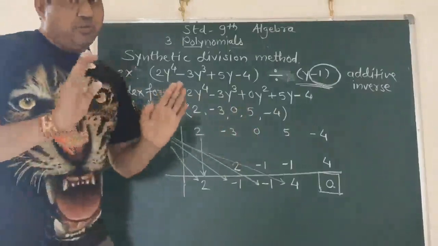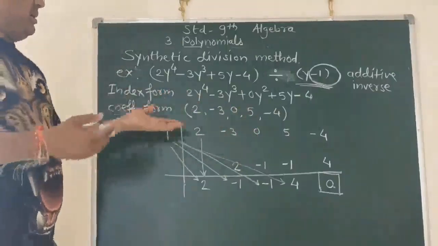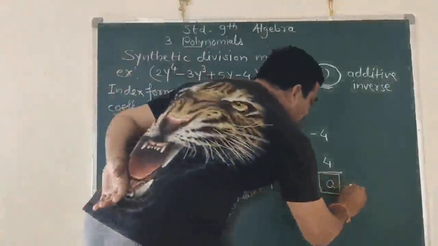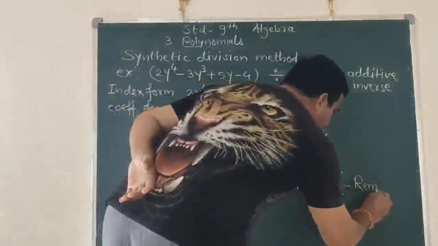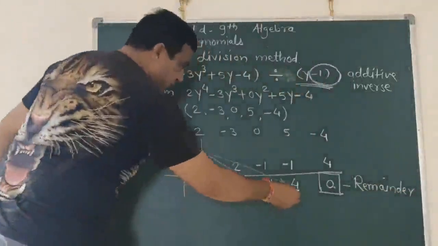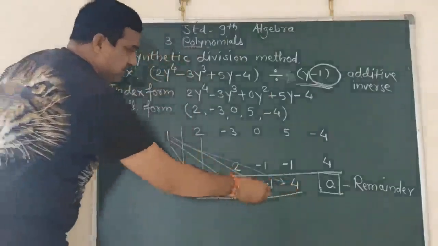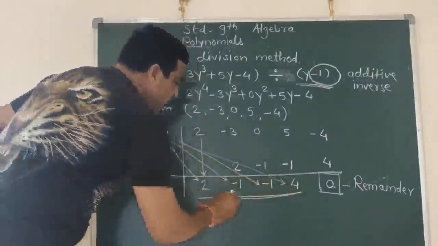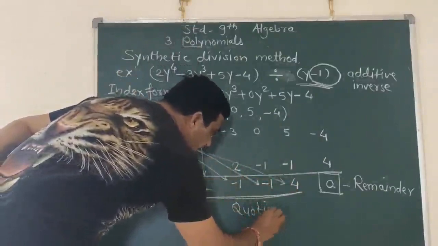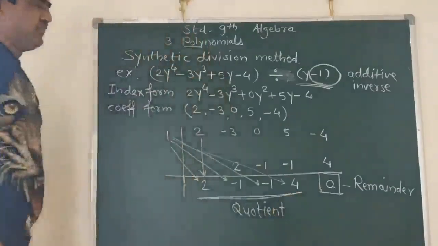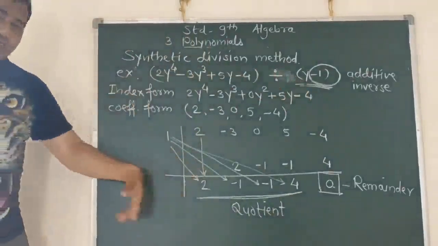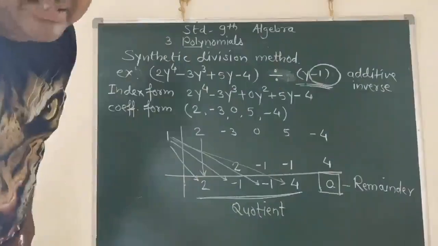In this way, we have performed the product. Now, whatever we get in this box, that is your remainder. And this one is your quotient. That is the remainder, that is the quotient, that is the divisor, that is the dividend. Now, further. We haven't got the answer completely.